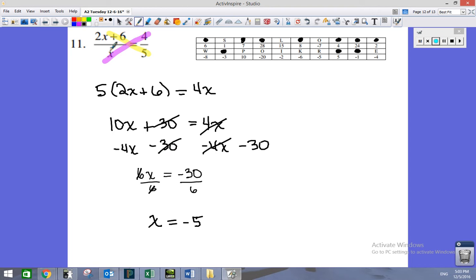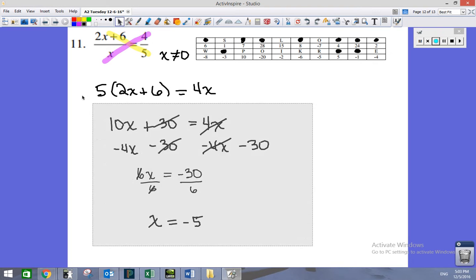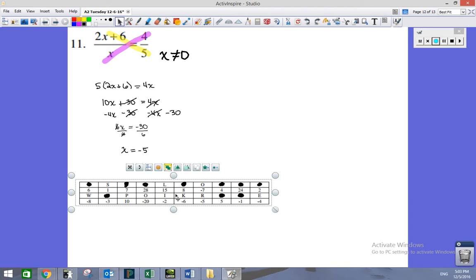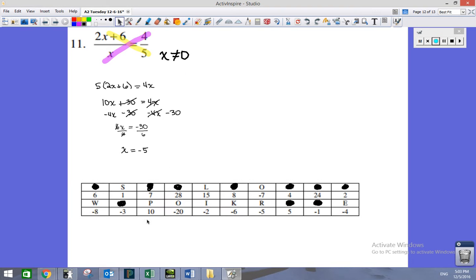So the only number that I'd be concerned about would be 0, and I didn't get that as a solution. So let's shrink this up and look at our table and see if we can find a negative 5. So here's a negative 5, and above it, I'm going to cross out r.